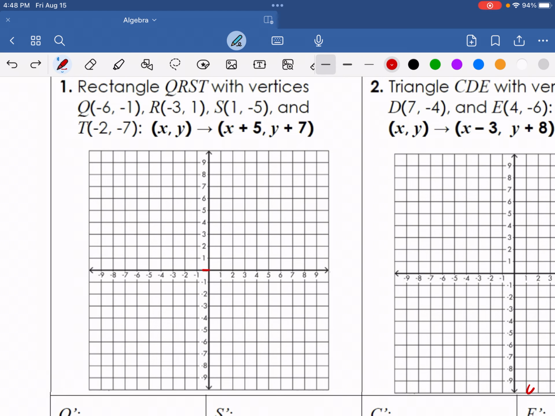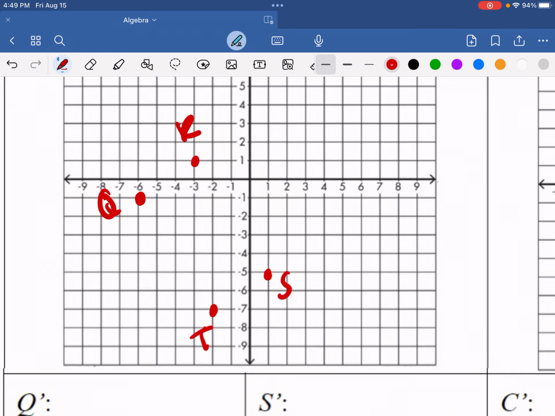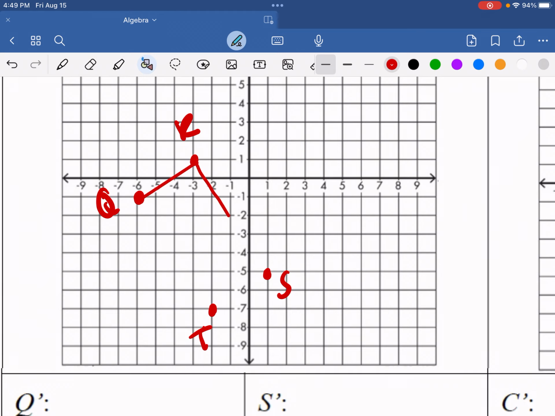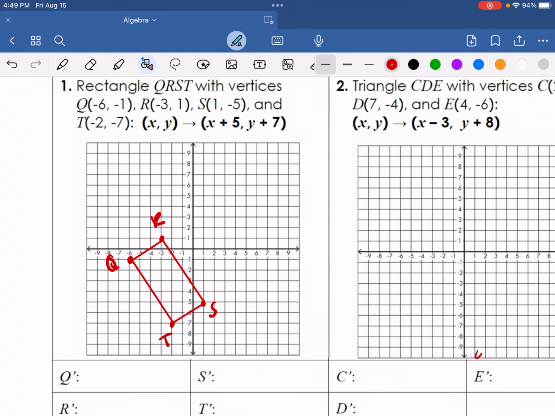Q is at -6, so that means you go left and you go down 1, drop a point. So that'd be here, Q, label it. R, -3, up 1, so to the left 3, up 1. S is 1, down 5, and T is -2, -7. Use your ruler to connect it so that it looks like a rectangle. Now, this is our pre-image, right? Our new rectangle should move to a new location.